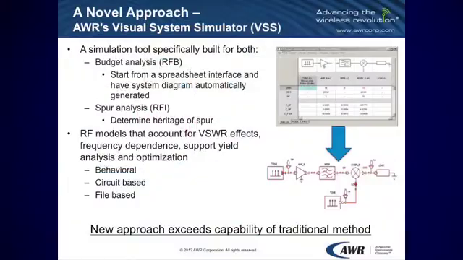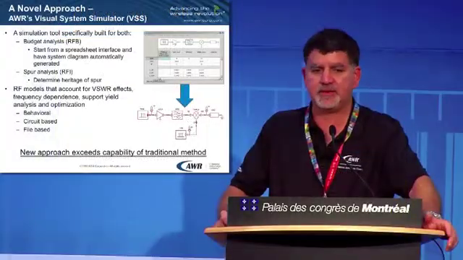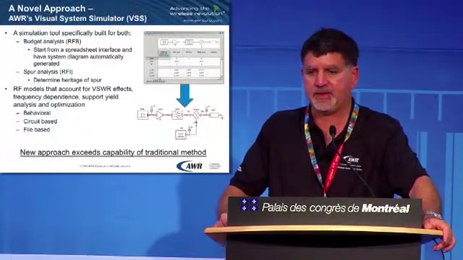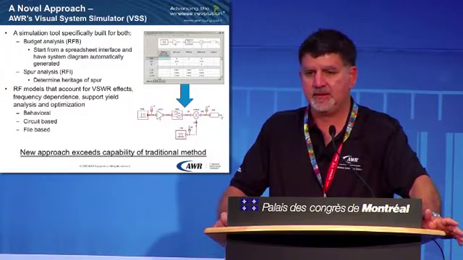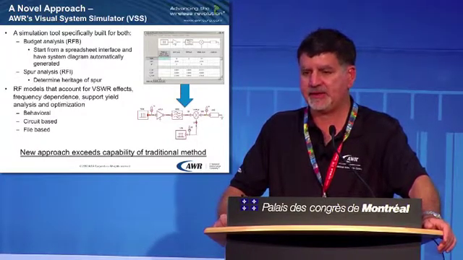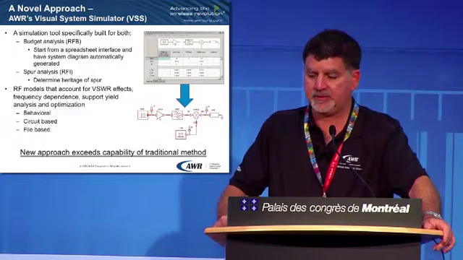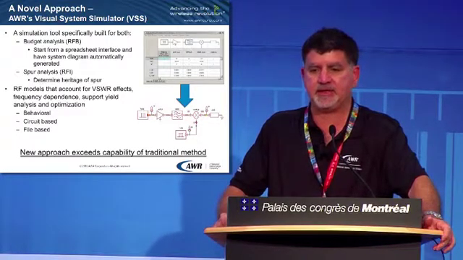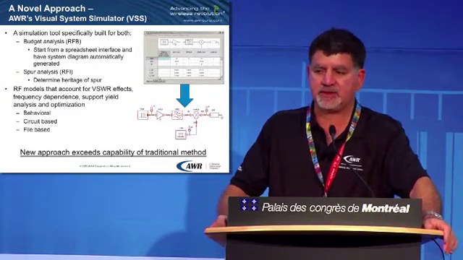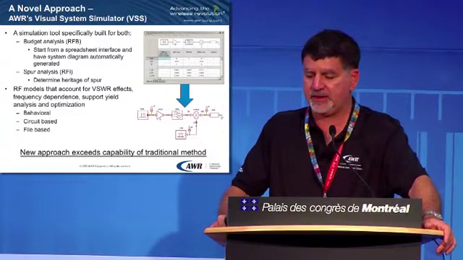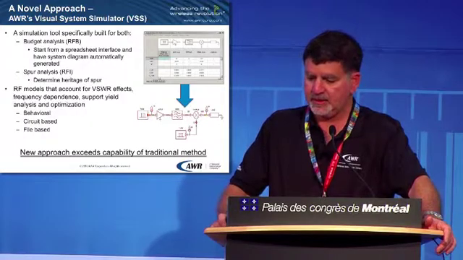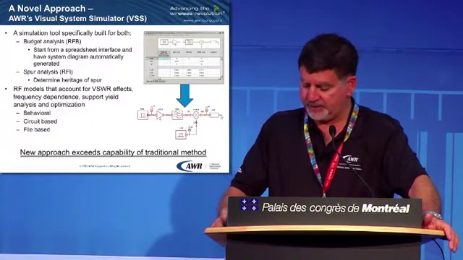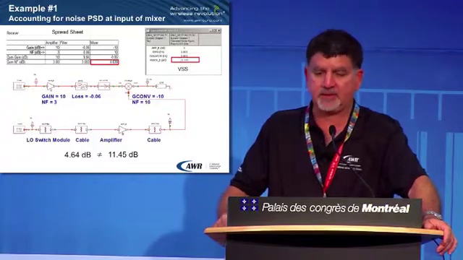AWR provides a budget tool, RFB, or RF budget analysis, and you start from an Excel interface where you'll define the components, whether it be a mixer, an amplifier. The components can be file-based or circuit-based. And from there on, you go to define the measurements. These are common measurements such as cascaded noise figure, cascaded P1 dB of the circuit. And from this point of view, you get greater insight into what's happening.